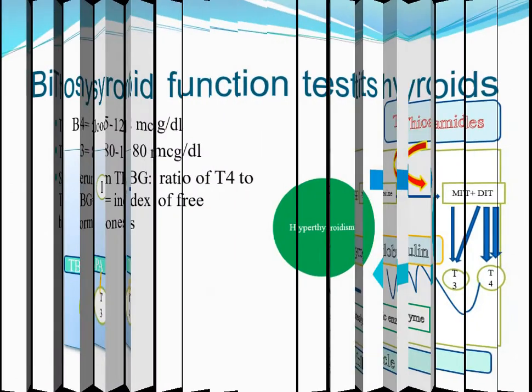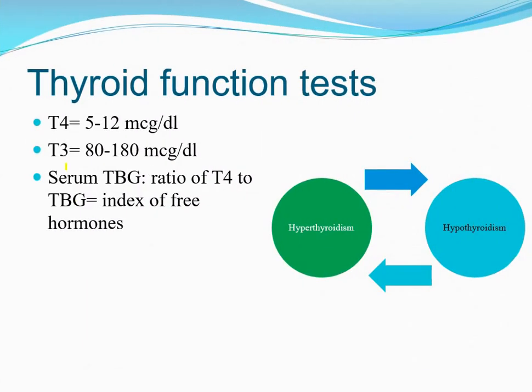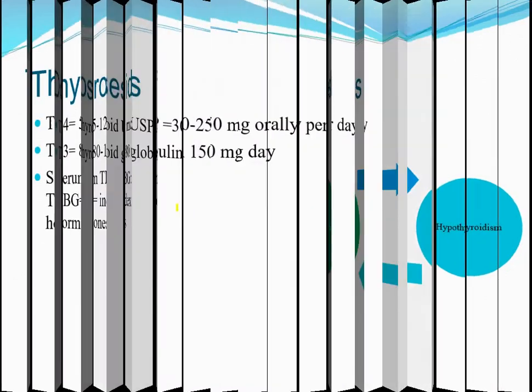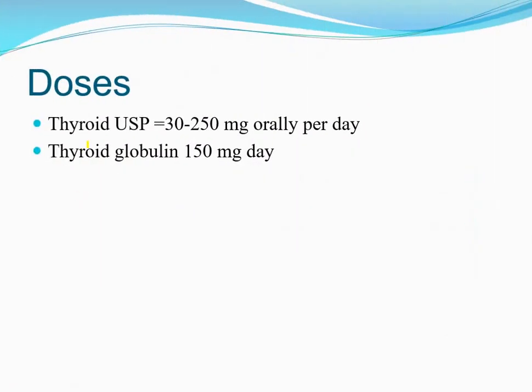So what is the message? In a nutshell, the message is that T3 levels are usually 80 to 180 micrograms per deciliter, whereas T4 levels are 5 to 15 micrograms per deciliter. The serum TBG ratio to T4 is an index of free hormones. So sometimes you can find the free level or find the bound T4. Nevertheless, what is important is dose and dosimetry.